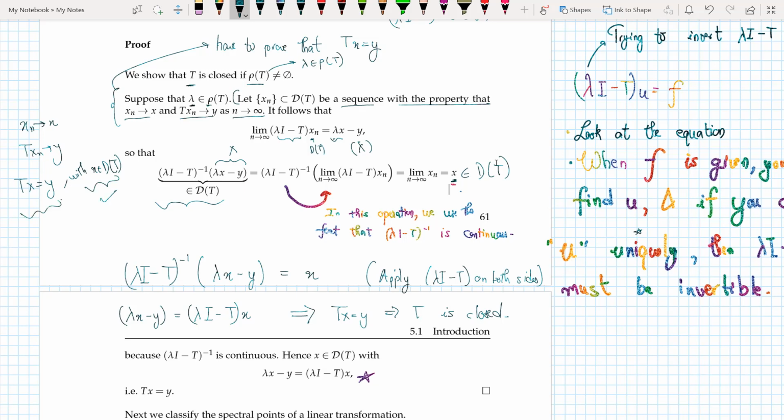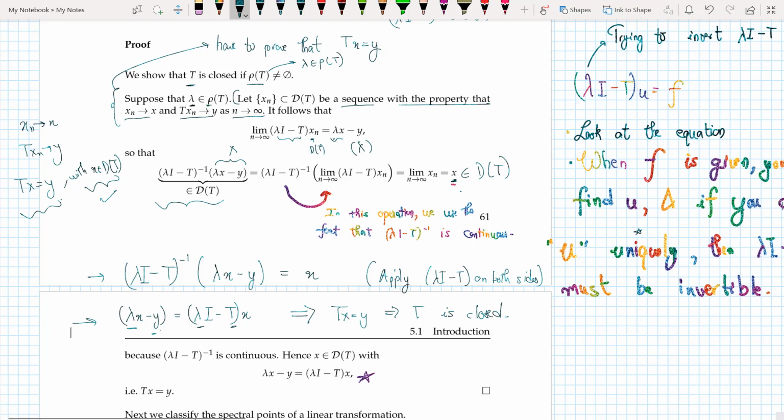But if you look at this equation, (λI − T) inverse λx, so I have written it here again: (λI − T) inverse (λx − y) equals x, and I multiply both sides by λI − T. So I would have been left with λx − y equals (λI − T)x. Now if I compare the values term by term, this is λx, λx, and this is y, and this is Tx. So I can say, looking at this, that Tx equals y, which implies that T is closed, and this is what I wanted from the beginning.